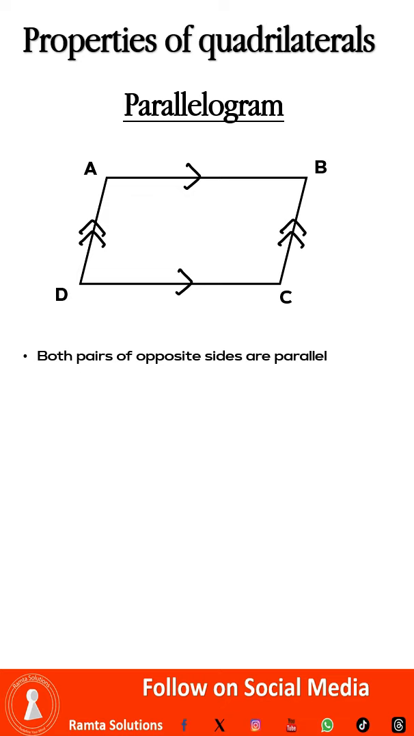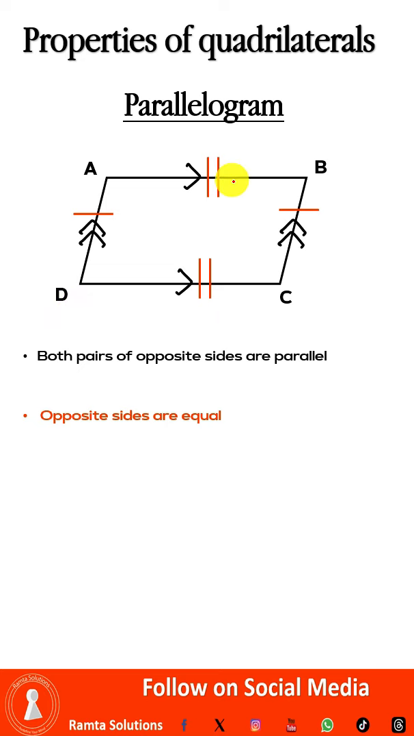Now these parallel lines, as we said with a rectangle, are equal in length. That means line AD is equal to line BC. In the same way, line AB is equal to line DC.